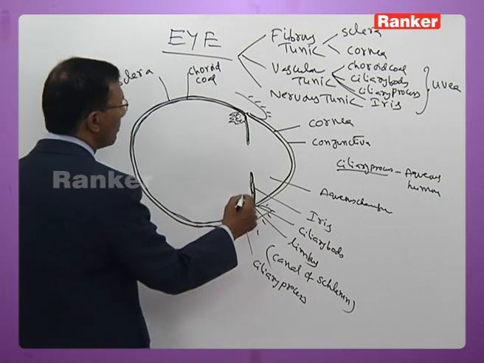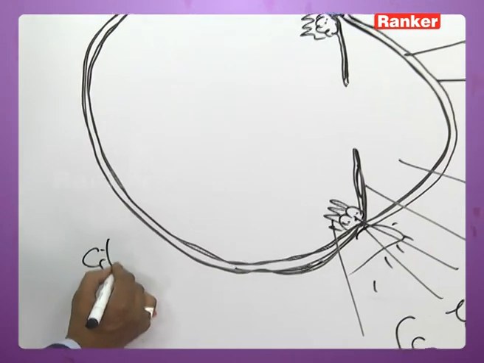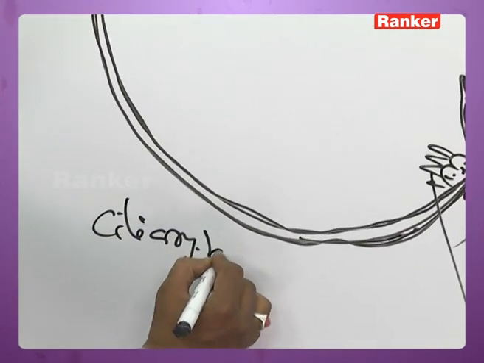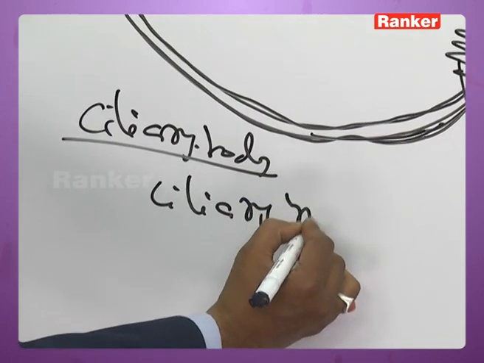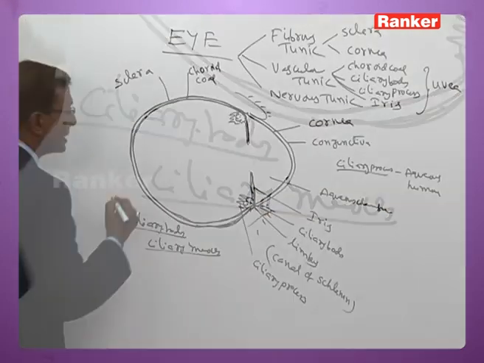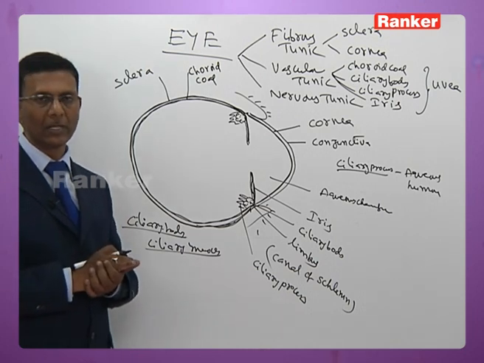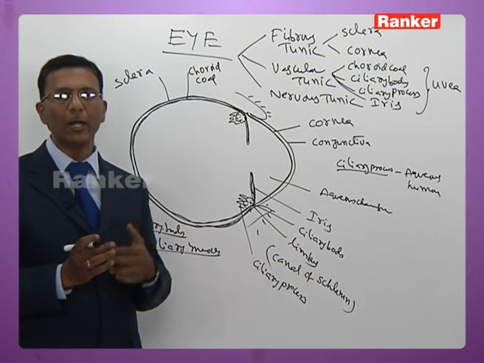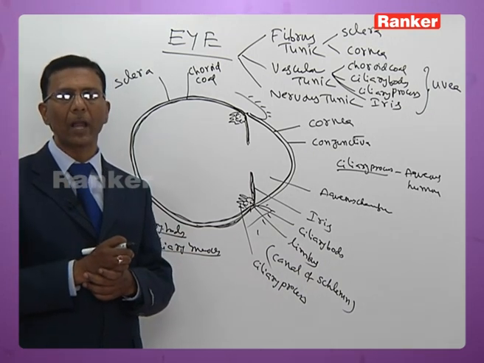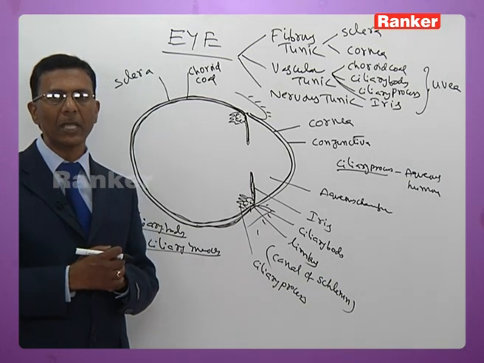Then the ciliary body contains ciliary muscles here now. Ciliary muscles help in altering the curvature of the lens here now. There are two kinds of muscles here now, circular muscles and meridional muscles here now. Both of them help in altering the curvature of the lens depending upon the distance of the object here now.